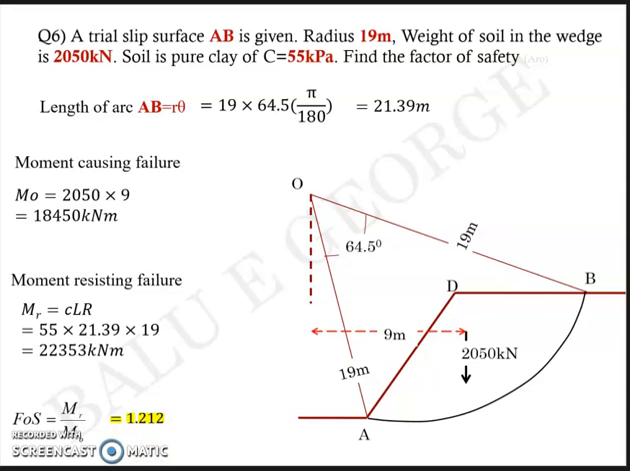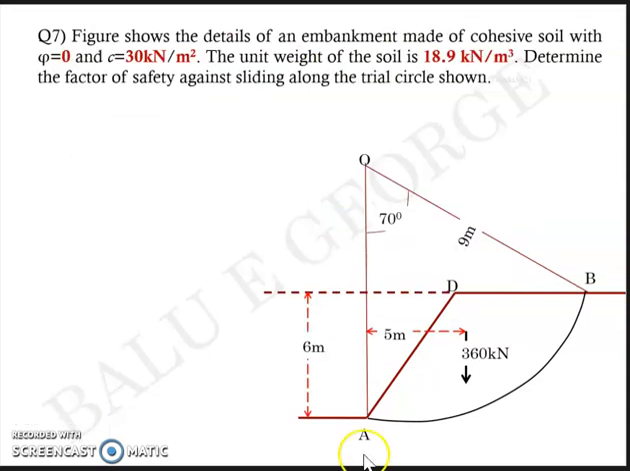We'll move to the next question, which is quite similar, very similar in fact. The only difference turns out to be the geometry. The figure shows the details of an embankment, again made of cohesive soil with phi 0 and C 30 kPa. Unit weight is given as 18.9 kilonewton per meter cube. You're asked to find the factor of safety. The only difference here is that the geometry is different, and C is different, with the unit weight different. The fundamental principle remains the same.